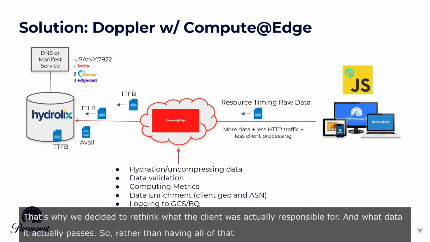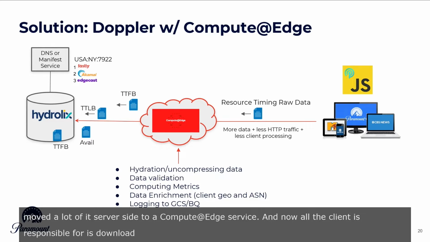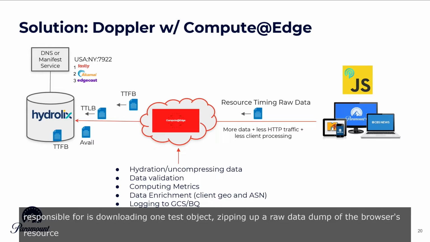So that's why we decided to rethink what the client was actually responsible for and what data it actually passes. So rather than having all of that logic exist in the client, we actually moved a lot of it server-side to a compute edge service. And now all the client is responsible for is downloading one test object, zipping up a raw data dump of the browser's resource timing API, and posting that one object to Fastly's compute edge service.